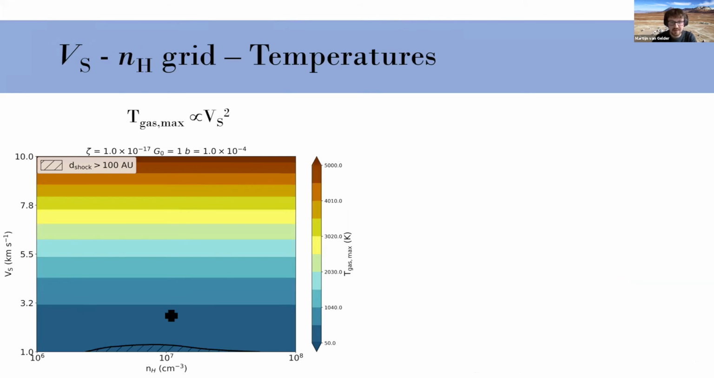So starting with the maximum gas phase temperature reached in the shock, you can calculate this analytically from the equations which govern the shock, and it goes as the shock velocity squared. And that's also exactly what we see here: it goes up, and it only depends on the velocity. The black square, by the way, is the fiducial model.